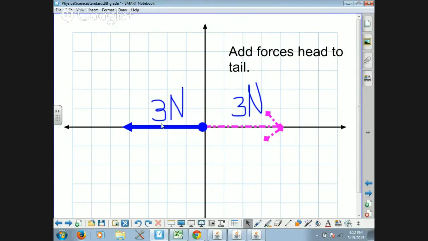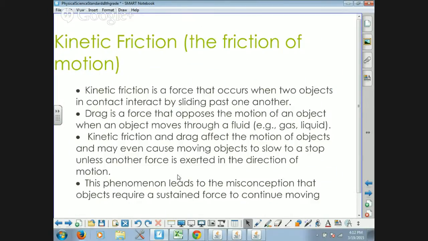But what we're going to do is take this and add this head to tail. We're going to move this right on top. And look, we're right back to where we started. So our net force is 0. So we do add forces head to tail.